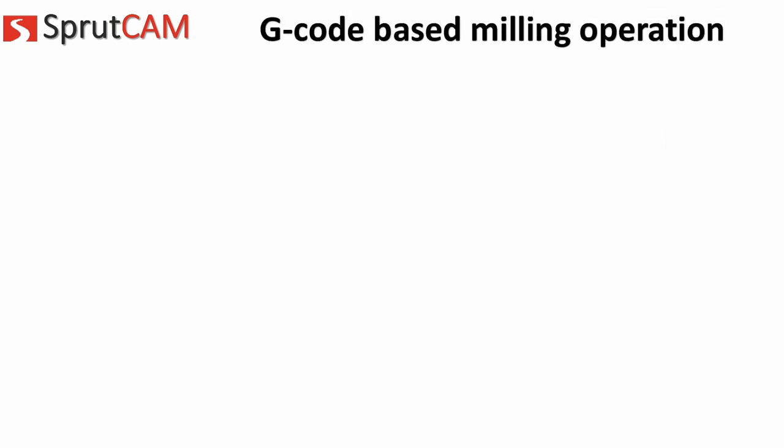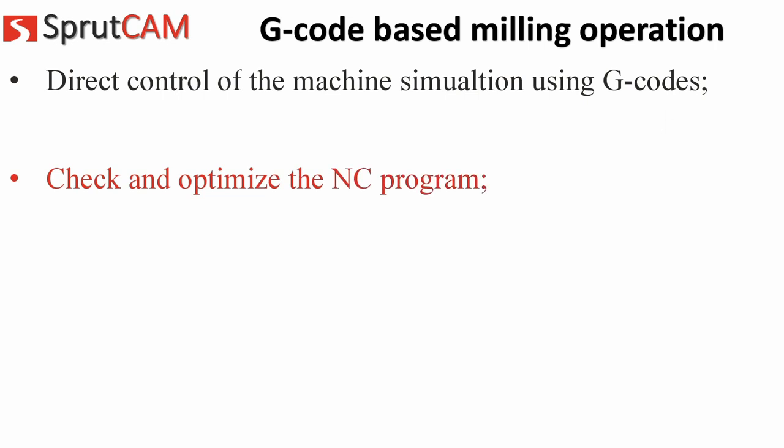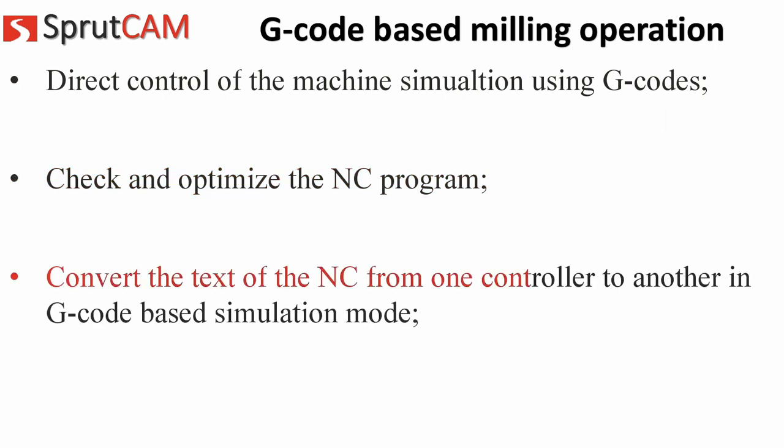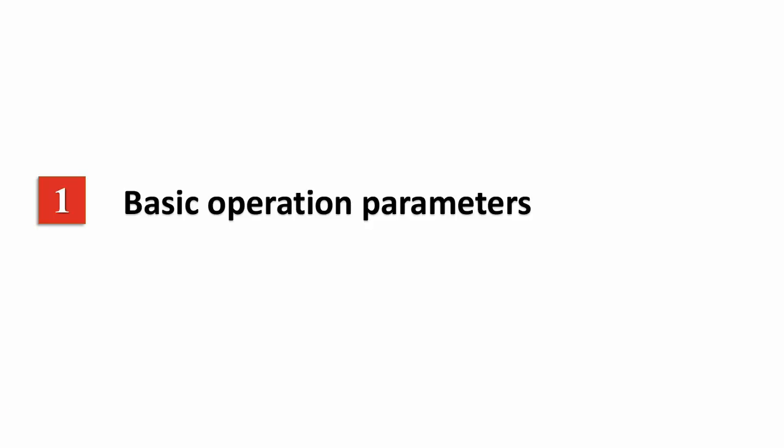This video will demonstrate the capabilities of the G-code-based milling operation. With this operation you can directly control the machine simulation by using G-codes, check and optimize the NC program, convert the text of the NC from one controller to another in G-code-based simulation mode, and debug your own interpreter during its creation.